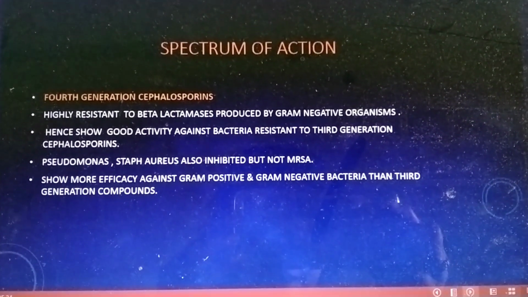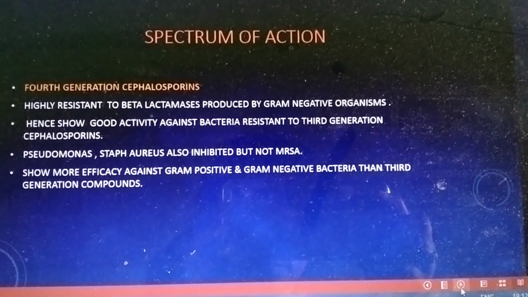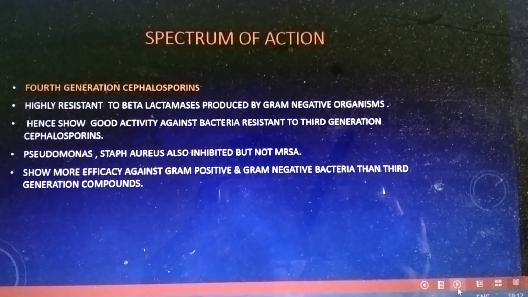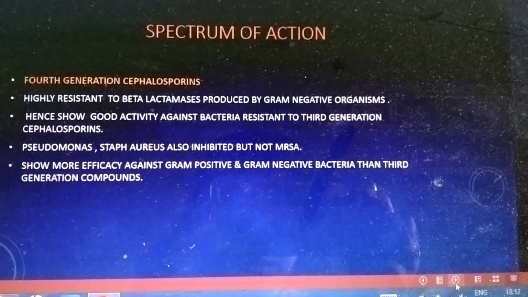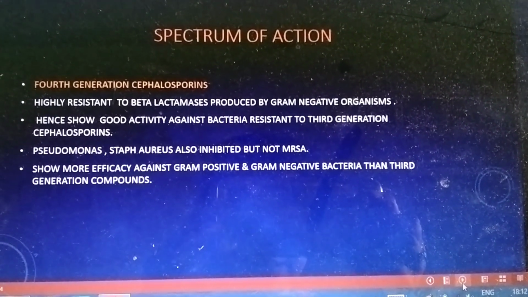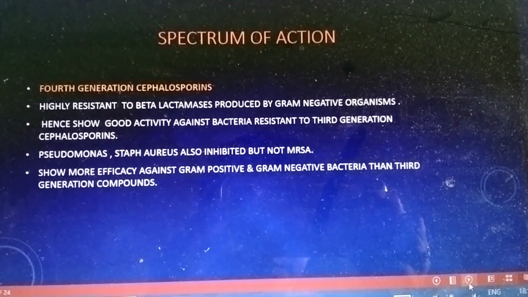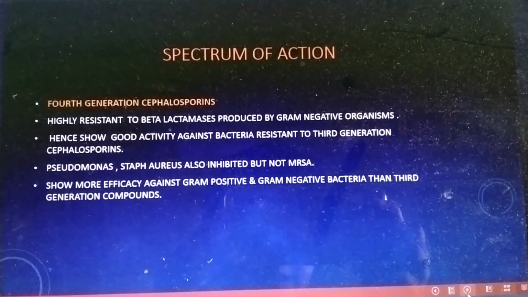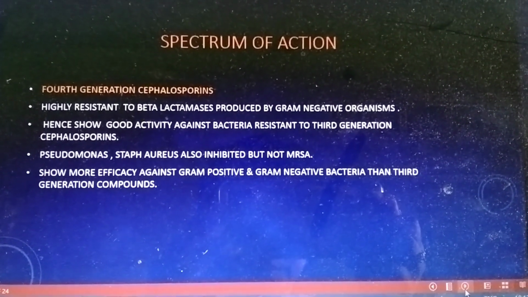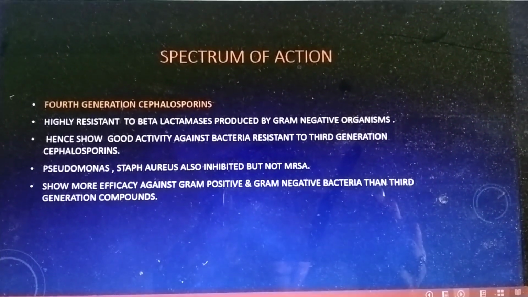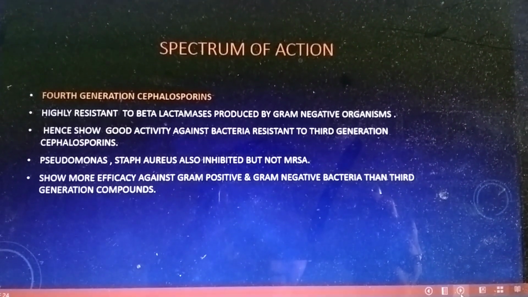Now coming to the spectrum of action of the fourth generation cephalosporins. They are highly resistant to the beta-lactamases produced by the gram-negative organisms. Hence they show good activity against the bacteria resistant to the third generation cephalosporins. Pseudomonas and Staph aureus are also inhibited but not the methicillin resistant Staph aureus. They show more efficacy against the gram-positive and gram-negative bacteria than the third generation compounds.